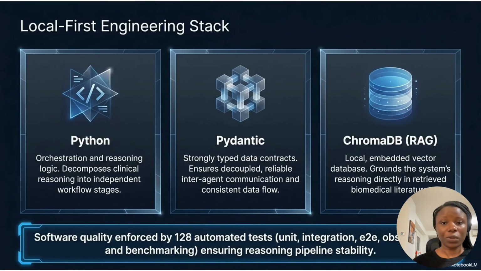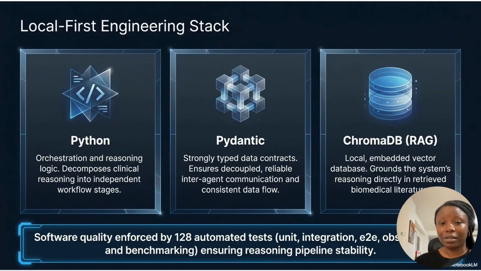CRRA was designed with software engineering principles in mind. The system is implemented entirely in Python. The agents communicate through strongly typed Pydantic data contracts, ensuring consistent and reliable information exchange throughout the workflow. Supporting biomedical evidence is retrieved locally through an embedded ChromaDB knowledge base, allowing the system to operate without external AI APIs while helping preserve data privacy.